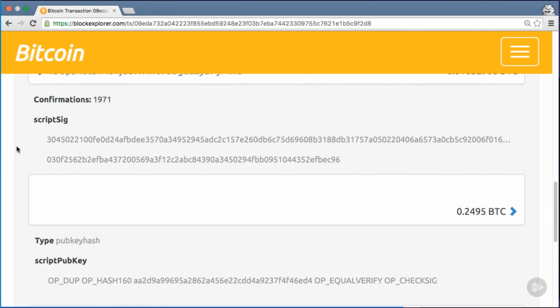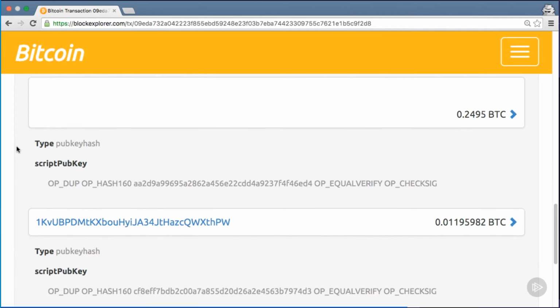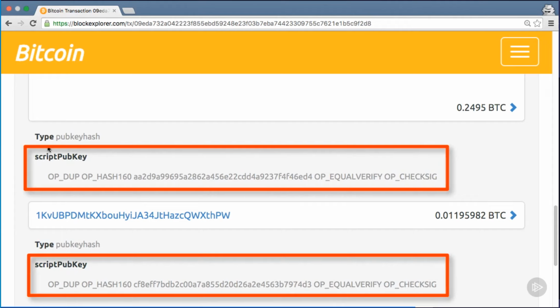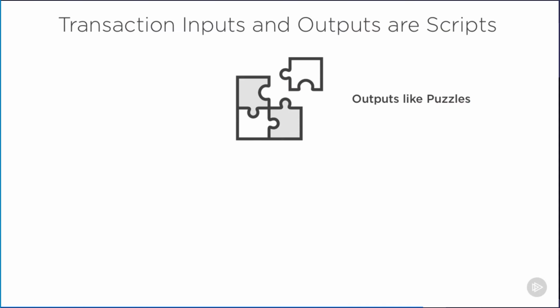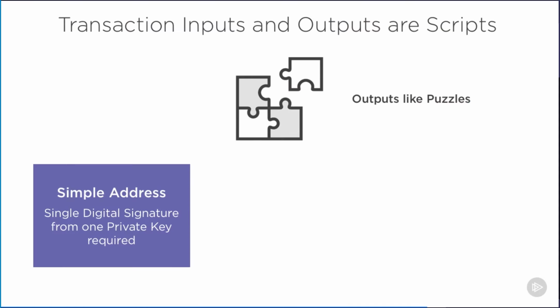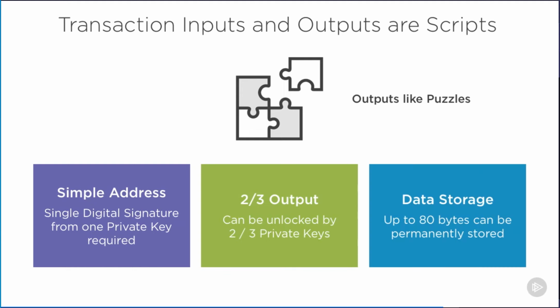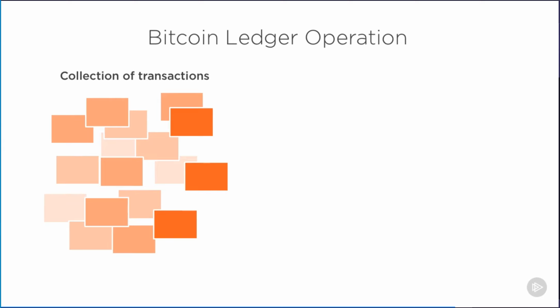If we look at the output details of the transaction, we see something called a script pub key. You may have wondered why the signature was labeled script sig before. The inputs and outputs are actually more flexible than a simple from and to address. Bitcoin uses a scripting language to open up the possibility for more complex transactions, such as requiring 2 out of 3 signatures or even storing data. You can think of each output like a puzzle that needs to be solved to be spent.